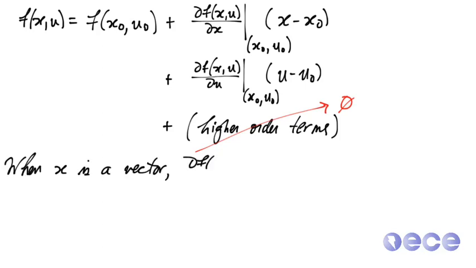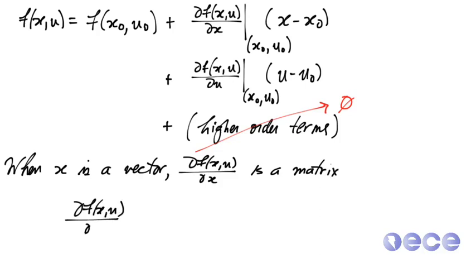Okay, so when x is a vector, del f del x is actually a matrix. So we can write it the following way. Here we have del f del x is equal to, and then the upper left-hand part, element 1,1, is del f1 del x1, which is the derivative of f with respect to the first variable in the vector x1 of x and u.